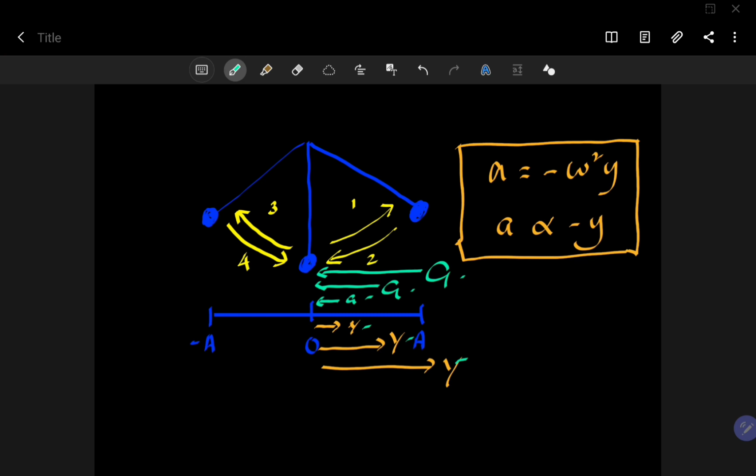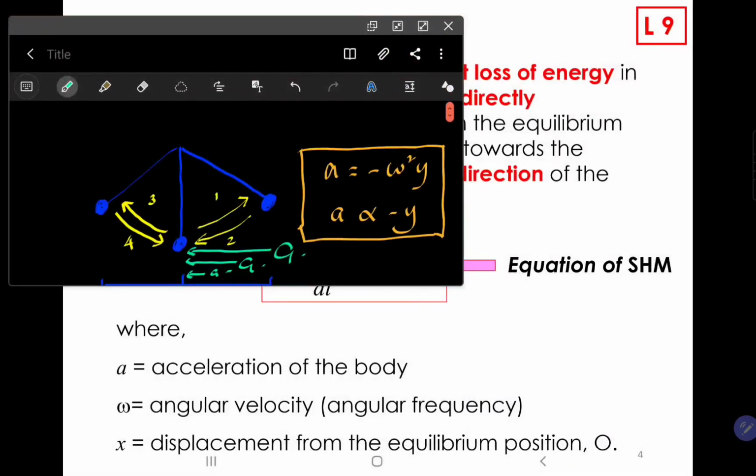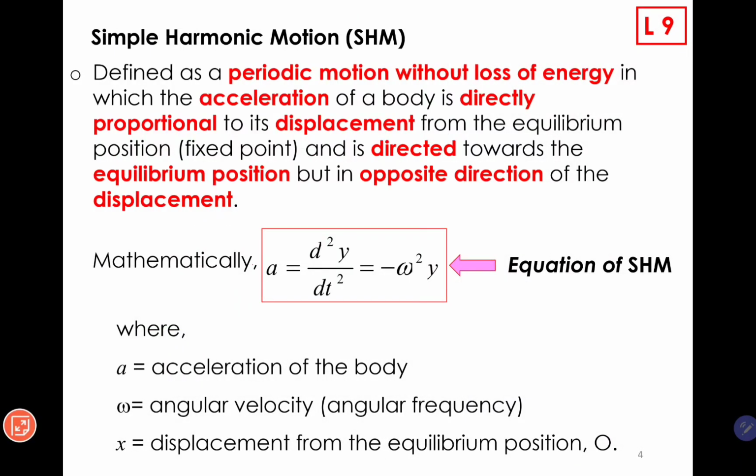Alright, so this is the definition of simple harmonic motion. Remember the keyword: acceleration, which is directly proportional to its displacement, but in the opposite direction of the displacement. This is the main equation of simple harmonic motion. Again, A represents the acceleration and Y represents the displacement from the equilibrium. And omega represents the angular velocity or angular frequency.